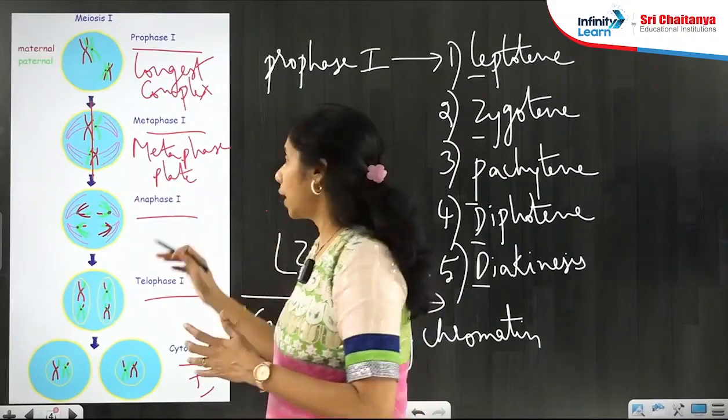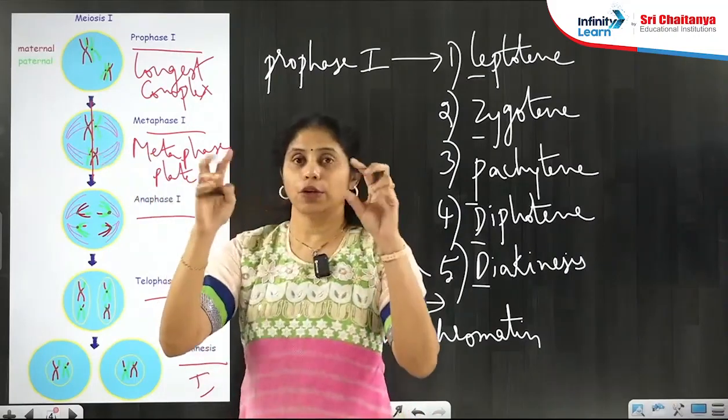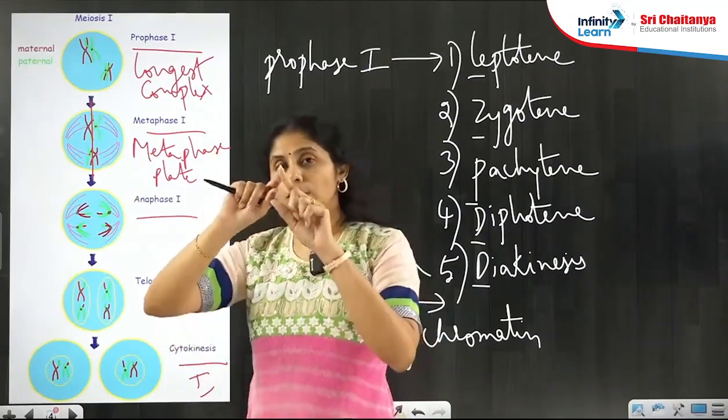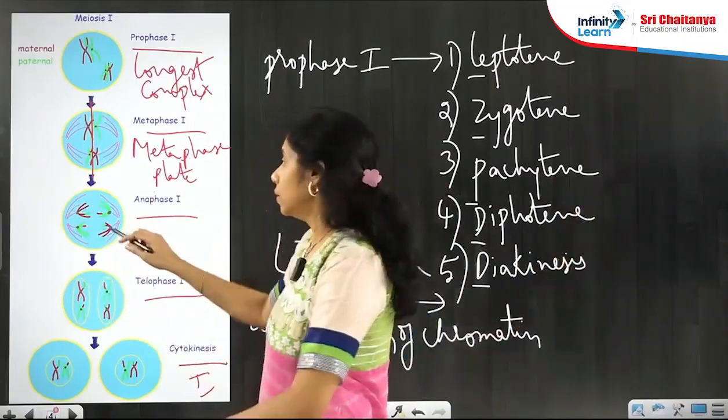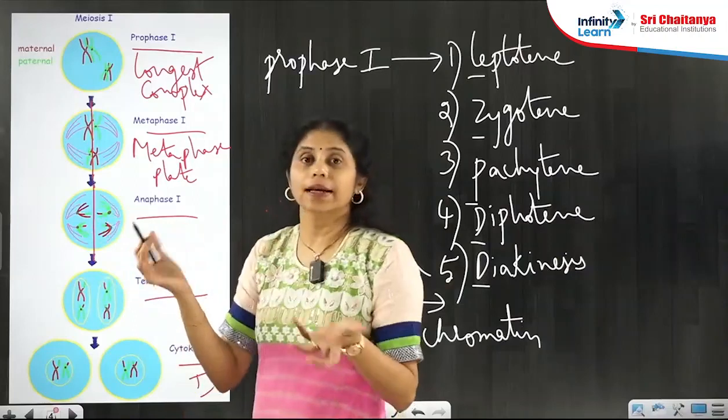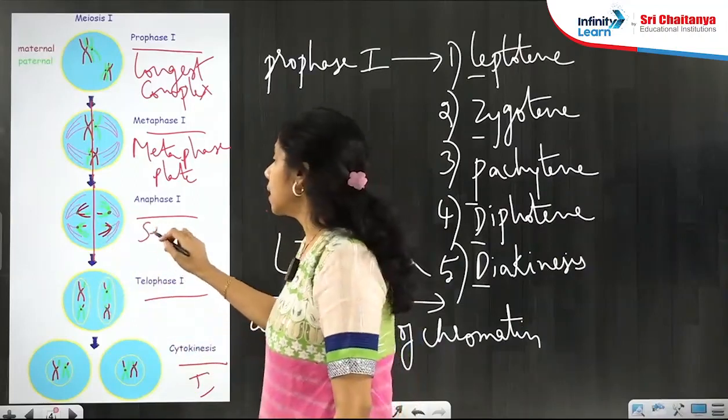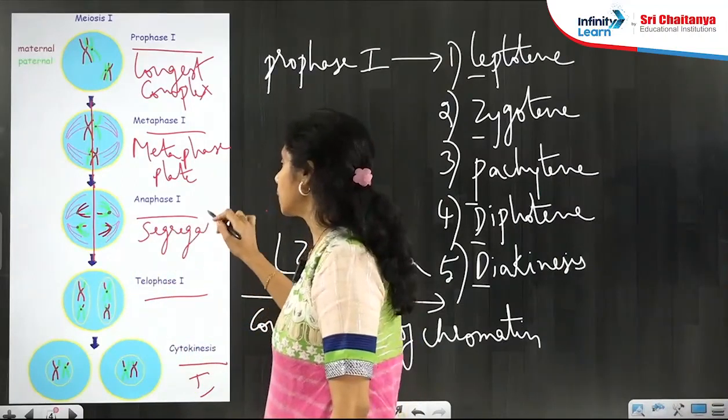In anaphase 1, what happens is, out of the bivalent, 2 chromosomes are there. So one chromosome will move towards one end and another chromosome will move towards the opposite end. So homologous chromosomes get segregated. This is called segregation of homologous chromosomes, separation.